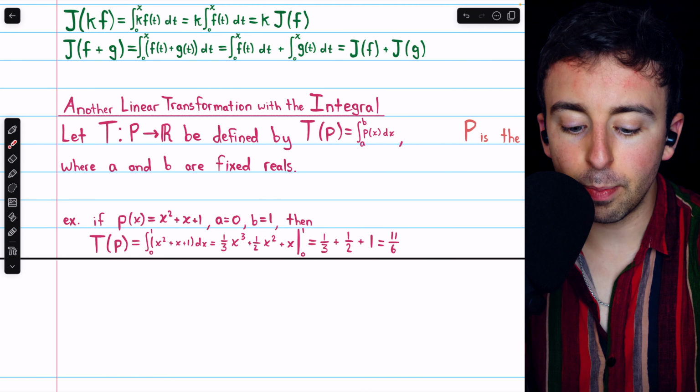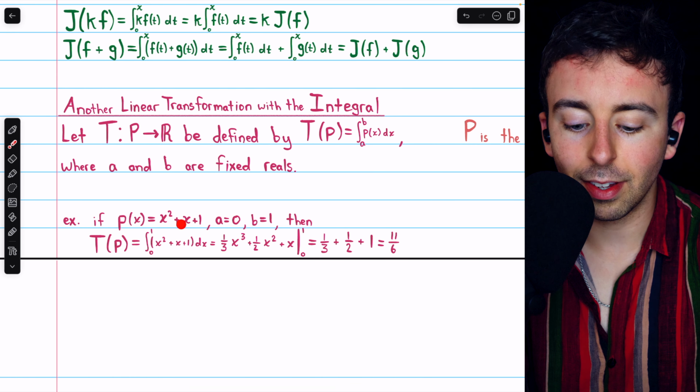For example, if p of x is x squared plus x plus 1, and let's say a equals 0 and b equals 1, then our transformation T will map p to the area underneath it between x equals 0 and x equals 1. Performing that integration to calculate the image of p, we find that it is 11 over 6. So this transformation maps the polynomial to 11 over 6.